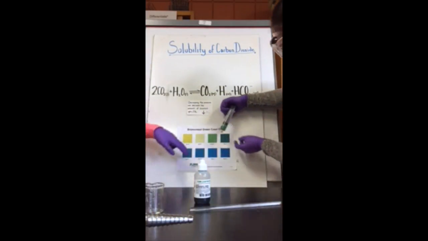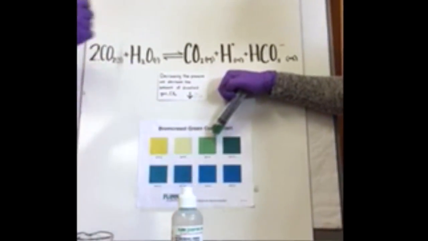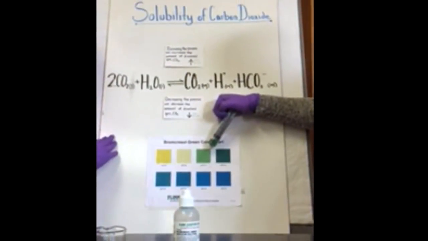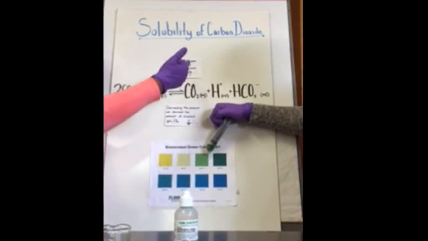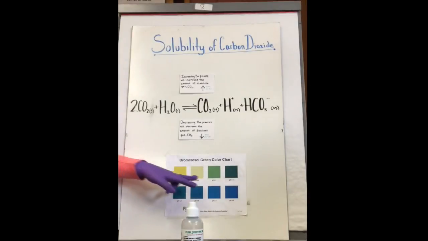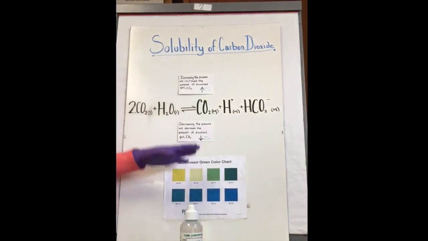So now we can see that the color changed back to 4.2 pH. So as we can see, increasing the pressure will increase the amount of dissolved gas, CO2, so it'll be this green color and be at a pH of 4.2.